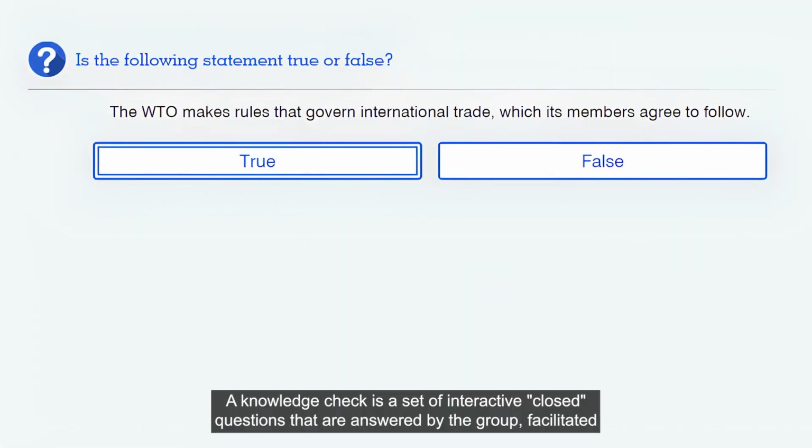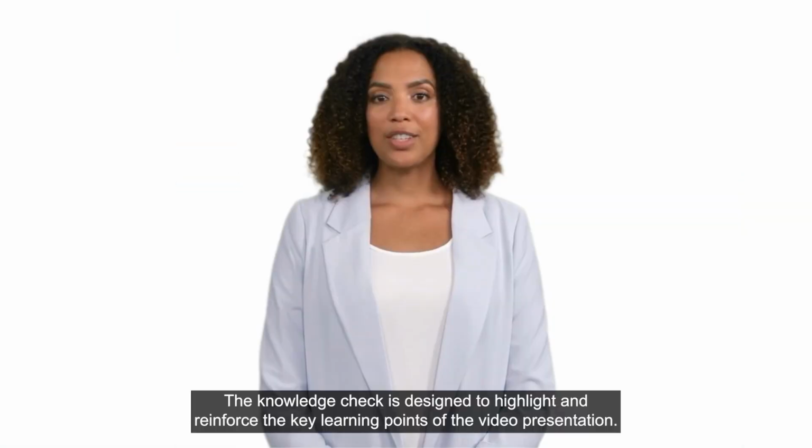A knowledge check is a set of interactive, closed questions that are answered by the group, facilitated by the trainer. The knowledge check is designed to highlight and reinforce the key learning points of the video presentation.